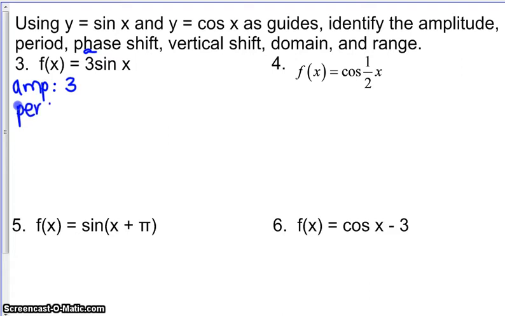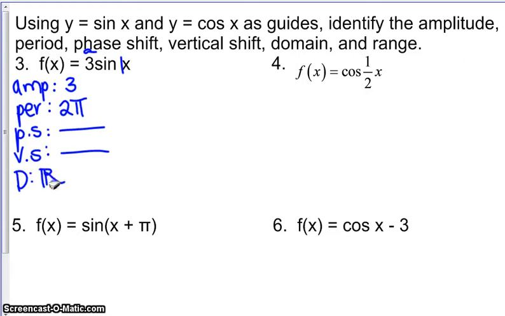Our period is found by doing 2 pi over b. Well, our b value isn't indicated, so we understand it's a 1. So to find our period, we would do 2 pi divided by 1, which is just 2 pi. Our phase shift comes from the parentheses. There's no parentheses, so there's no phase shift. Our vertical shift comes from the plus or minus out back. There is not any, so we have no vertical shift. Our domain for both sine and cosine is all real numbers.